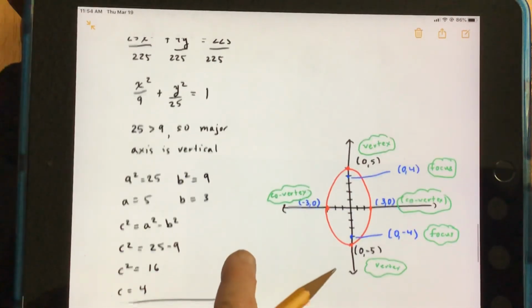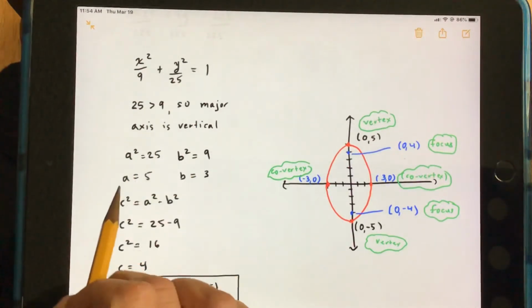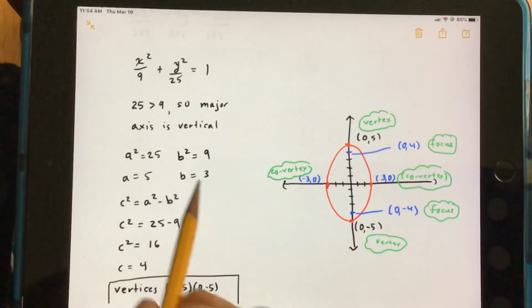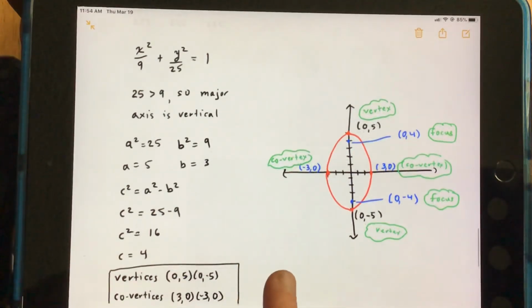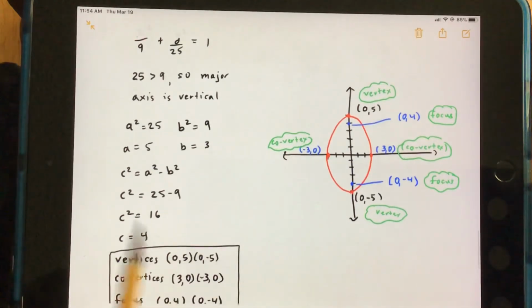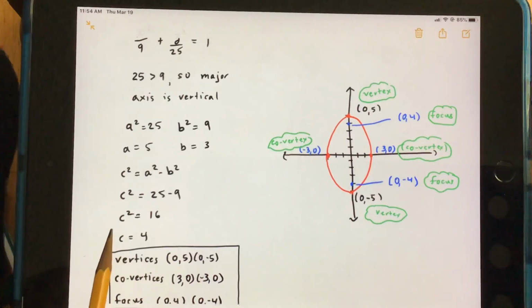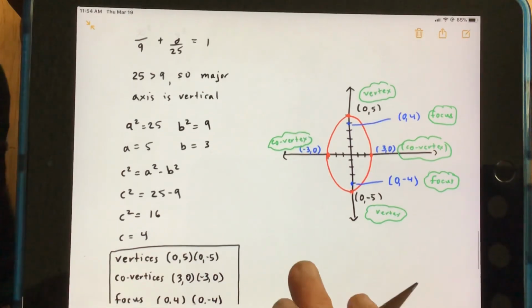All right, so let's go ahead and get our numbers. So a squared is 25. It's always the bigger number for your a squared. Square root of a squared is 5. b squared is 9. That will always be the smaller number, and in this case, it will be on the horizontal axis. b is 3. Then plug into c squared equals a squared minus b squared to get your c value for your focus. So we're going to have 25 minus 9 equals c squared. c squared then would be 16. And this time we have a perfect square situation. No calculator is needed. c is equal to 4.